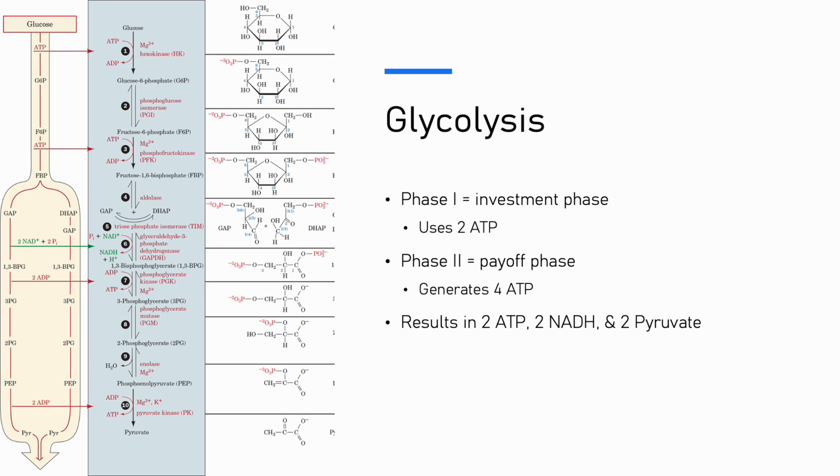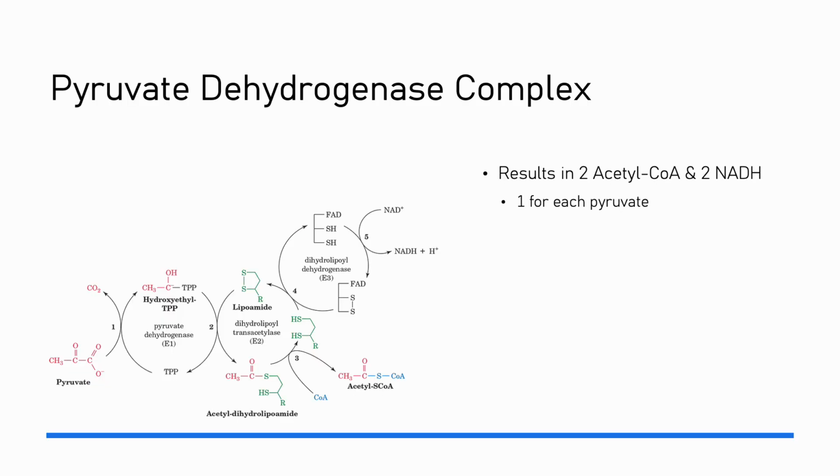2-PG is converted into PEP with the help of enzyme enolase. And finally, we have PEP being converted into pyruvate with the help of pyruvate kinase. Ultimately, we have phase 1, which is the investment phase. 2 ATP are used. Phase 2 is the payoff phase, where there's a generation of 4 ATP, all in all resulting in 2 ATP, 2 NADH, and 2 pyruvate.